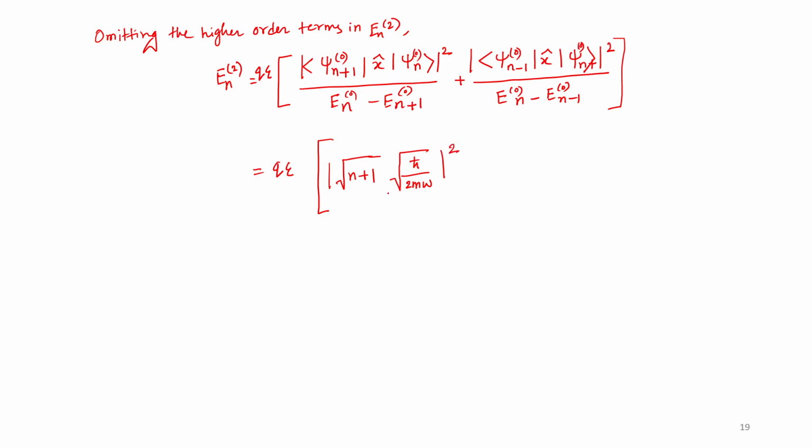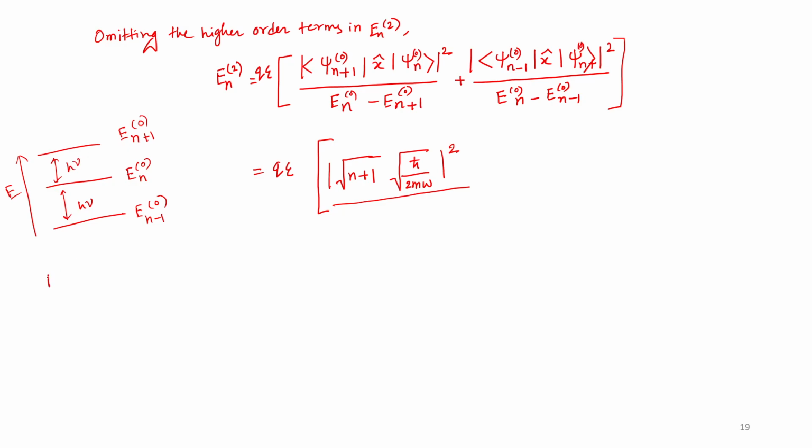Modulus the whole square, and then it was something like I was showing you the energy gaps. It is En0, this is E(n+1)0, this is E(n-1)0. So energy will increase in this way. The energy gap one needs to understand is going to be h nu. These are going to be h nu, but En0 minus E(n+1)0 is going to be minus h nu.